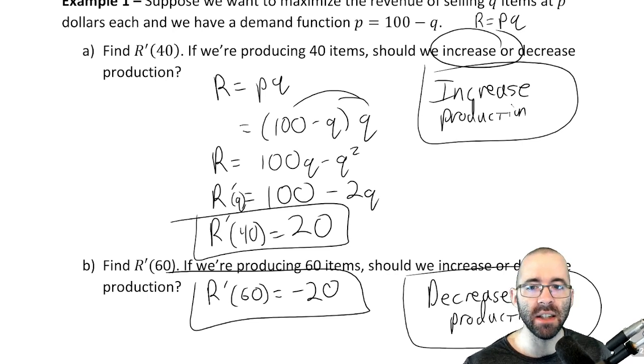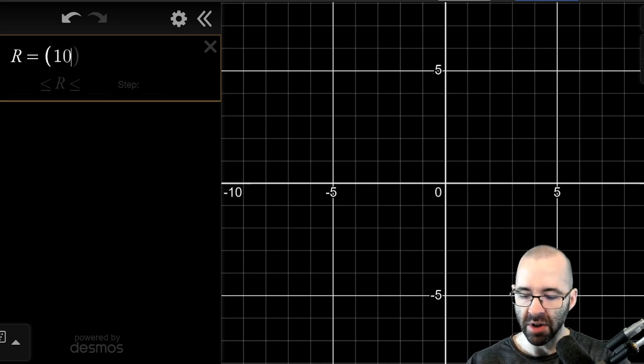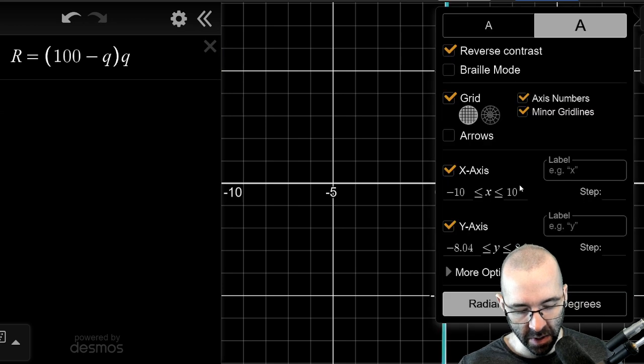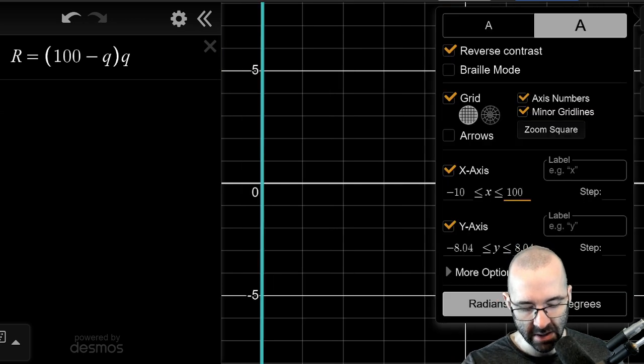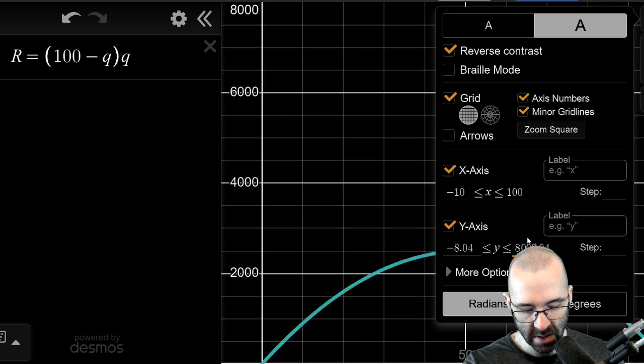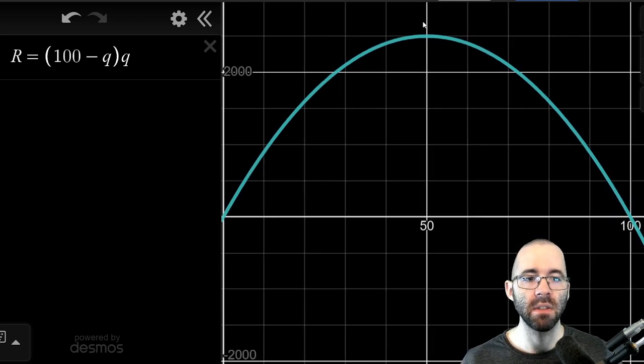Visually, we can see this on Desmos. Let's plot our revenue function. Revenue was essentially 100 minus Q times Q. All right, so let's just redo our axes a little bit. This is our revenue function.